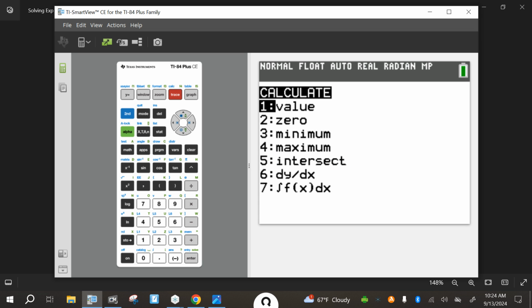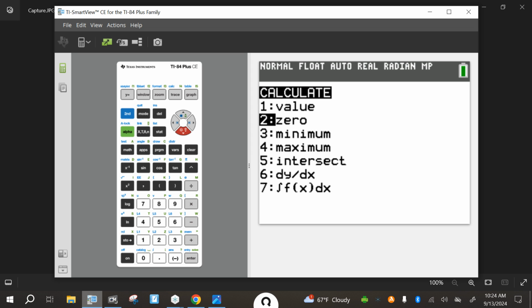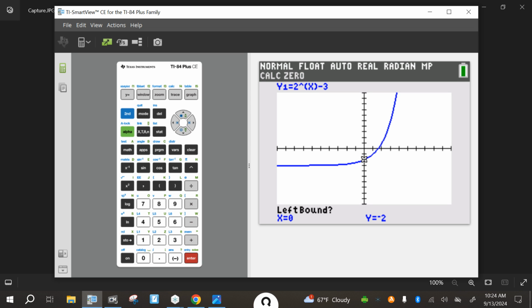What's another word for x-intercept? Zero. Oh, sorry, I accidentally turned that off. So second trace option 2, and your calculator will ask you some questions. Now here's where I like to type it in. It looks like it hits somewhere between what two numbers? 1 and 2. So you hit 1, enter, 2, enter. Your calculator says guess. You hit enter one more time. So 1, enter, 2, enter, enter. So we get 1.58.